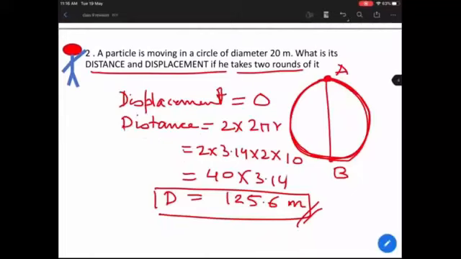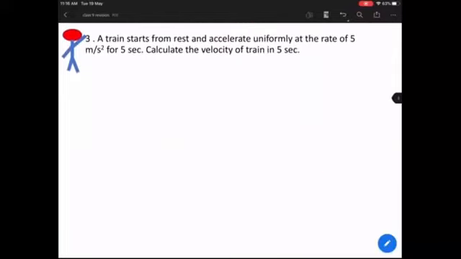So you can get a circle, you can get a square, you can get any figure, and we may ask you to calculate the distance and the displacement. Okay. Look at this. Next one, you have to write the given data. A train starts from rest and accelerates uniformly at a rate of 5 meters per second square for 5 seconds. Calculate the velocity of the train in 5 seconds.